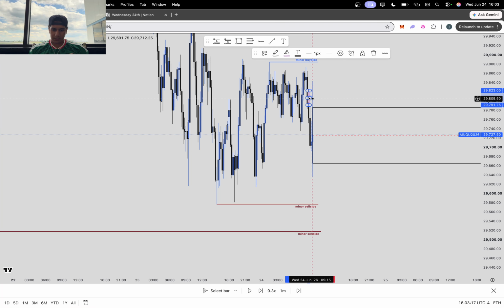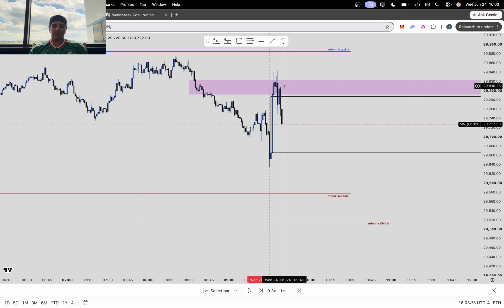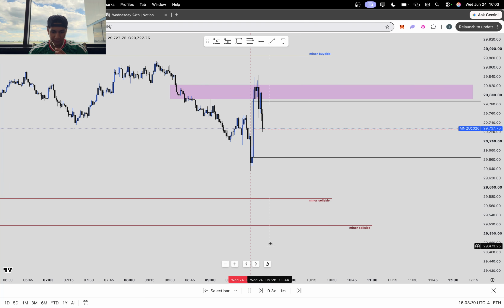All right, so here's the 15-minute. As we can see, we came up and tapped it, but we ended up respecting it and creating a bearish IFG using the first percent of fair value gap. So what do we do? We fail to sweep this sell side.